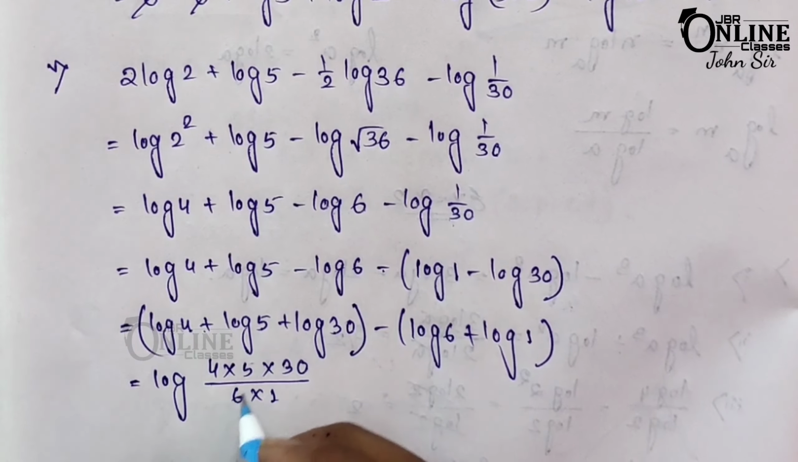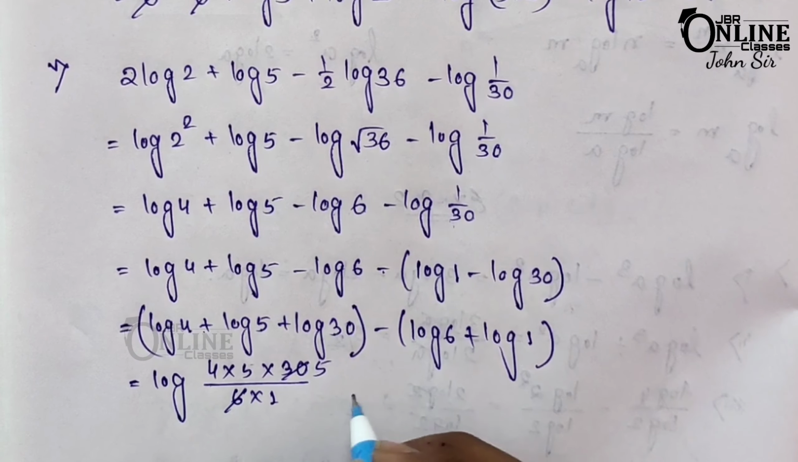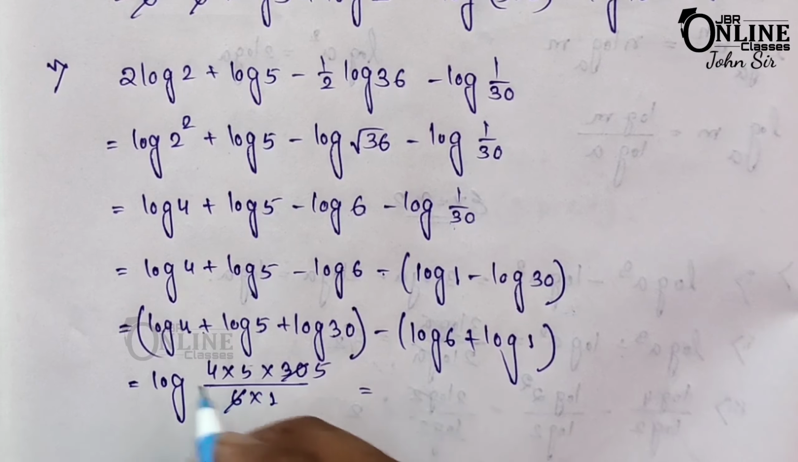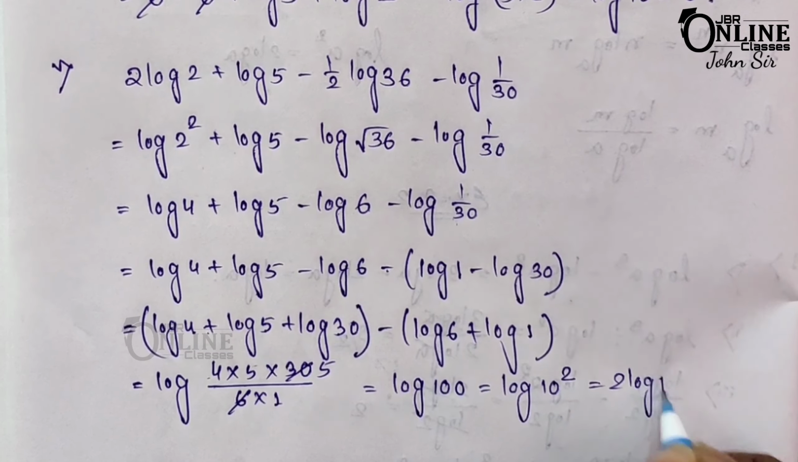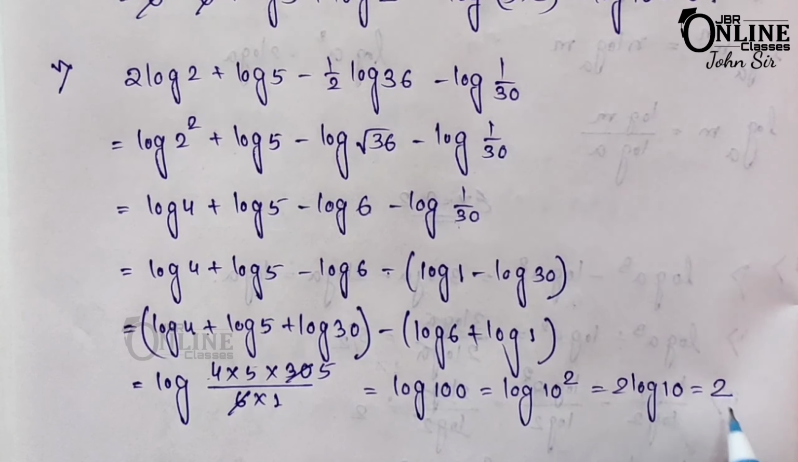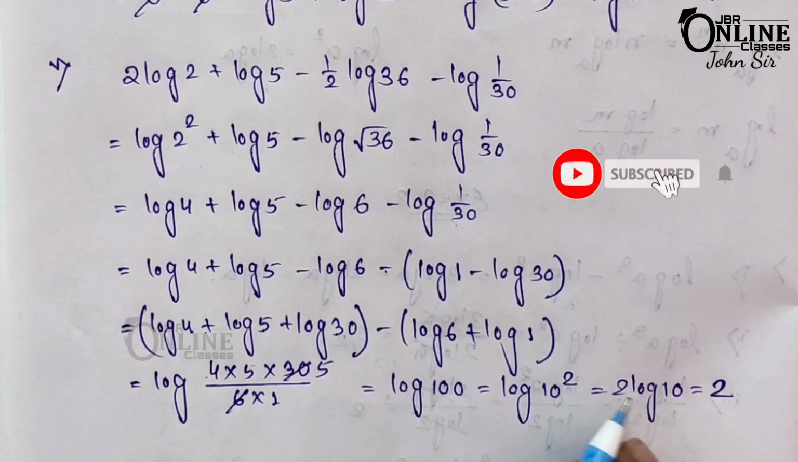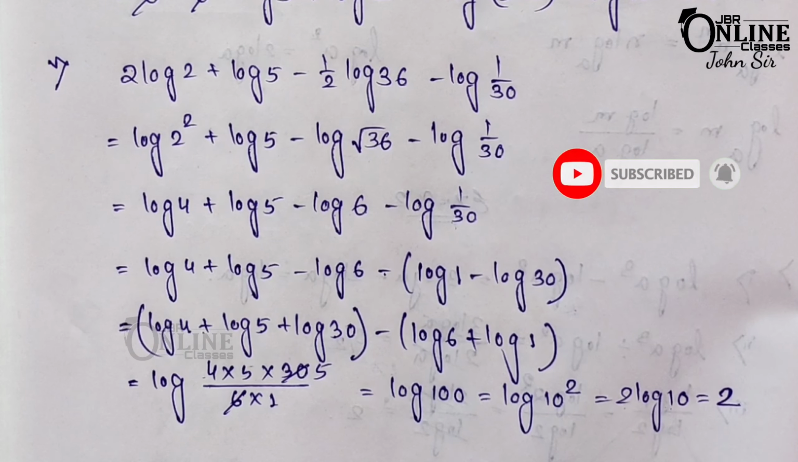So 6 into 1, now 6 into 5 is 5, 25, 25 into 4 is 100. So log 100. 100 means 10 square, 10 square means 2 log 10, log 10 value is 1, so the final value is 1 into 2, that equals 2.